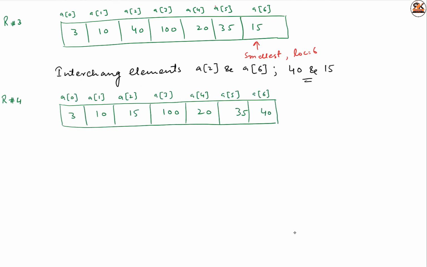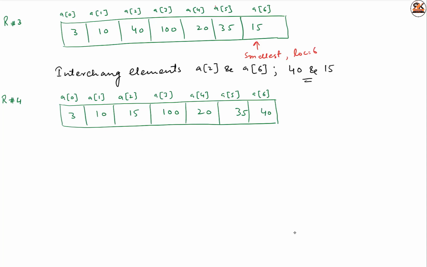Okay, and now in round 4 I have to find the smallest element out of the sub array that starts from a3 to a6, and I have to find the smallest element.